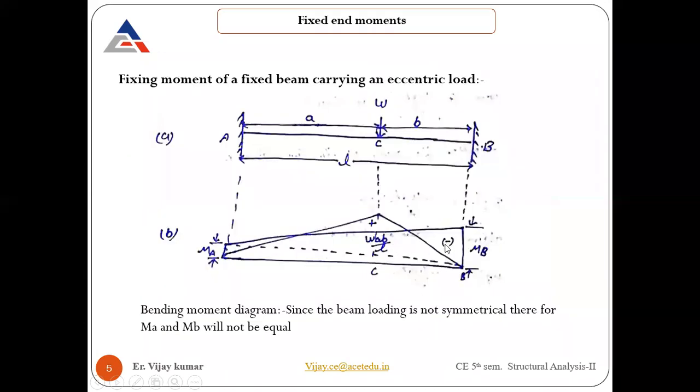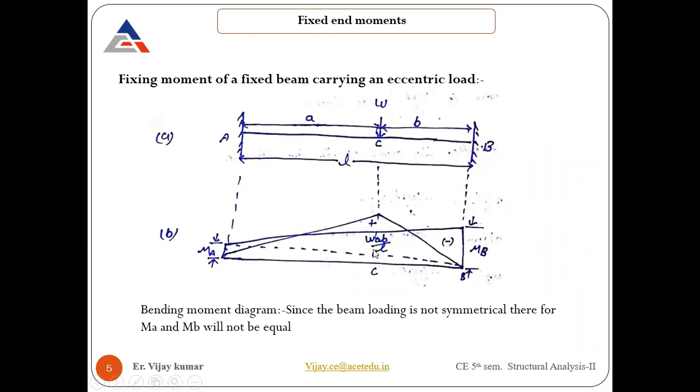So here I just superimpose them. You can see like this. First of all, make the simply supported beam which has a point load, which is eccentric itself, and then draw the bending moment diagram of a simply supported beam which has an eccentric load. That will be triangular. You can see under the load, their value will be there.